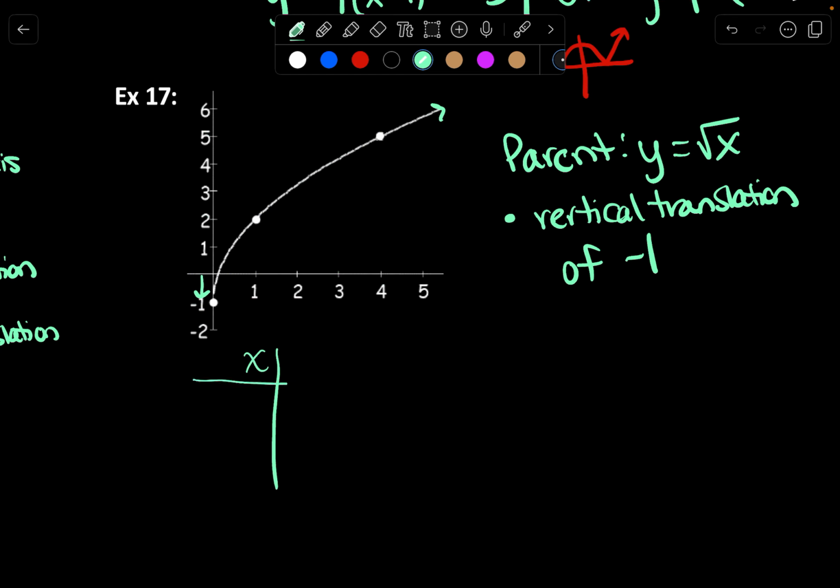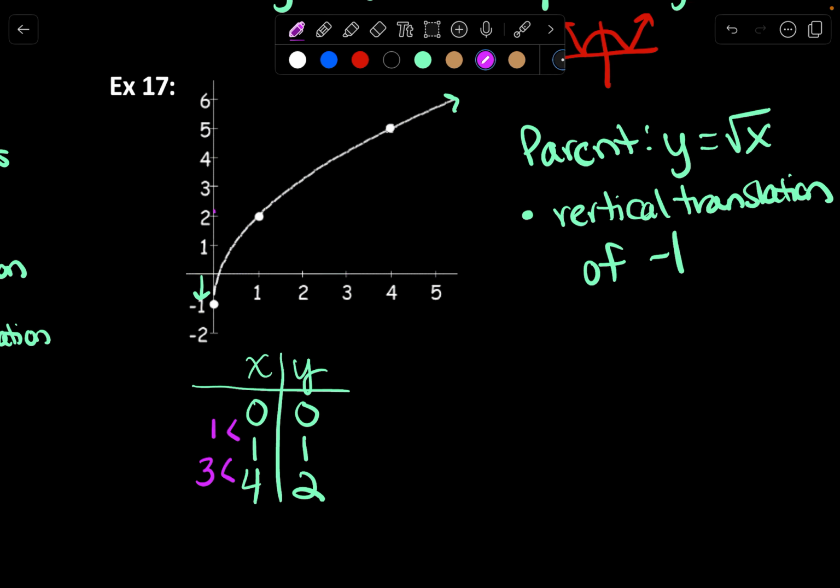This doesn't have the normal 1 unit distance between each point, so I want to think about the table here. So 0, 1, and 4. So when I plug in 0 into the square root of x, it should be 0, and then 1, and then 2. So if I look at my x values, I have a distance of 1 and then a distance of 3. So if I look at my transformed graph, from here to here, that's a distance of 1. And then from 1, it looks like it goes to 4. That's a distance of 3. So there's no horizontal dilation.